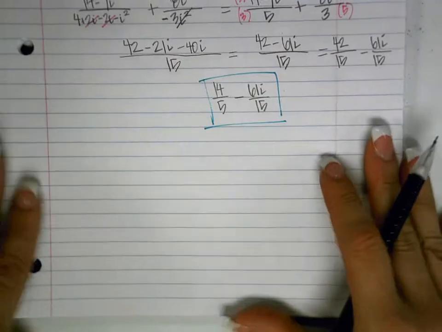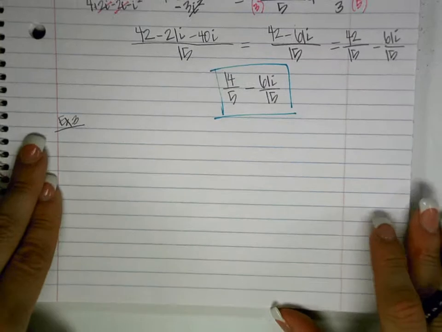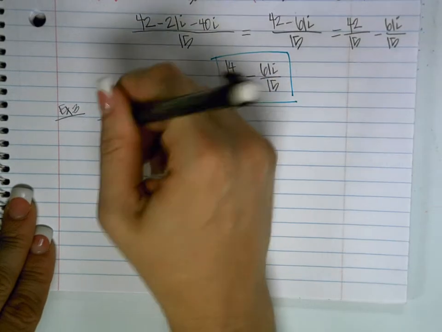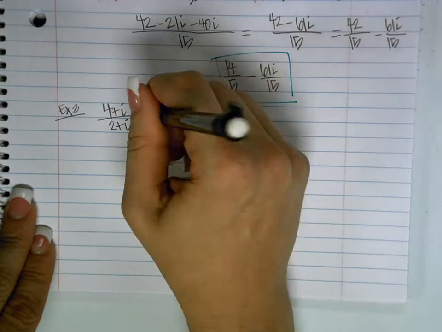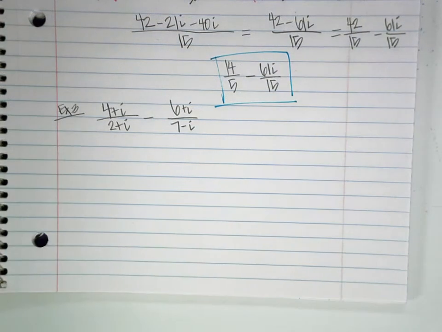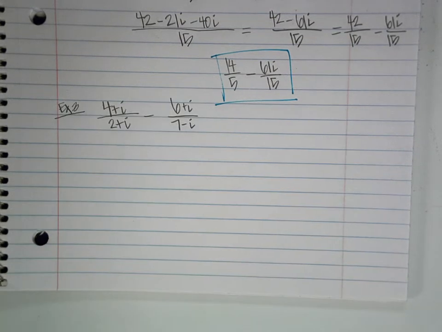Okay, let's try another one like this because I know it's a little bit challenging. Why do you have to do what? Okay, I want you to try (4 plus i) over (2 plus i) minus (6 plus i) over (7 minus i). I know you guys don't like these. Okay, do I want to get a common denominator first, or do I want to rationalize first?